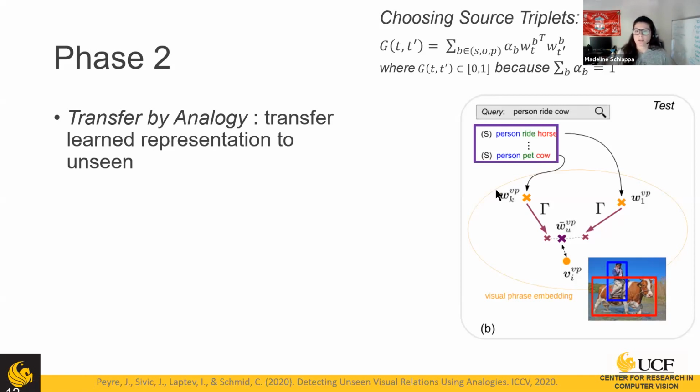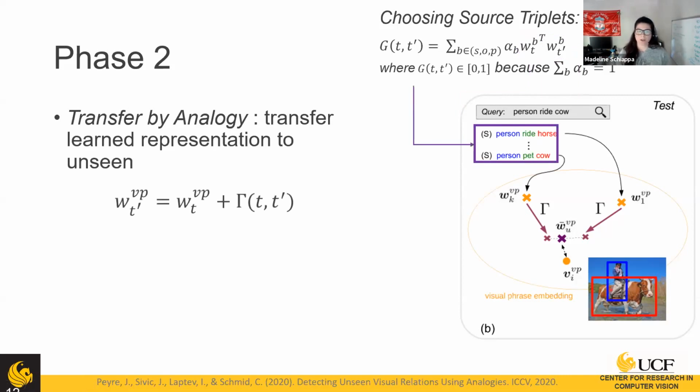Now this function is how we're going to select those source queries. So we use the textual embedding of our target query and our source query, or the potential source queries, and we use this function to get a gated output of 0 or 1. And if it's 1, we're going to use that as part of our set of source queries.